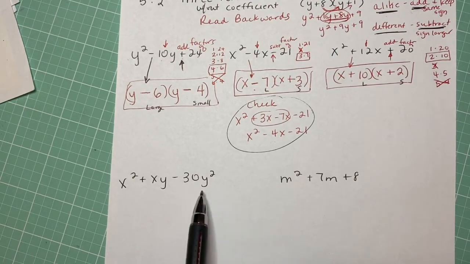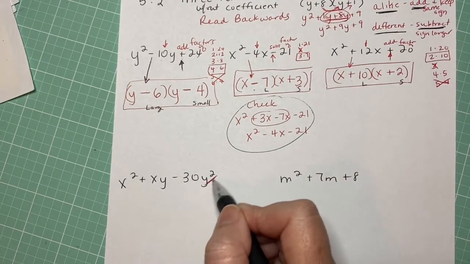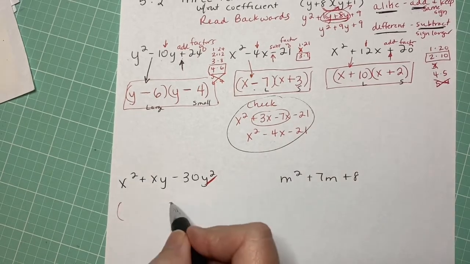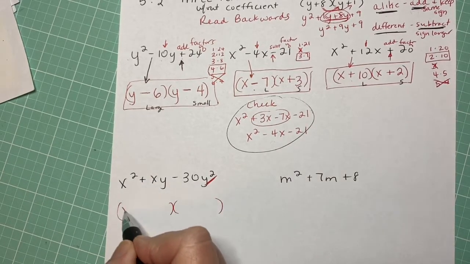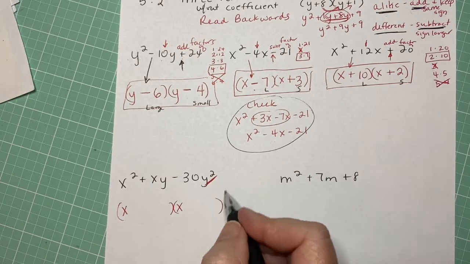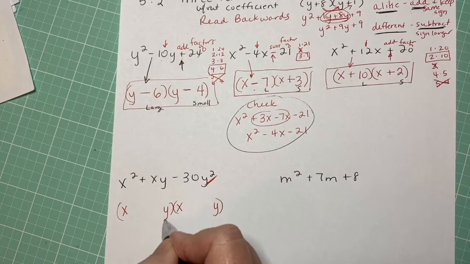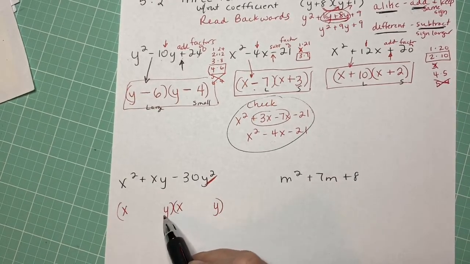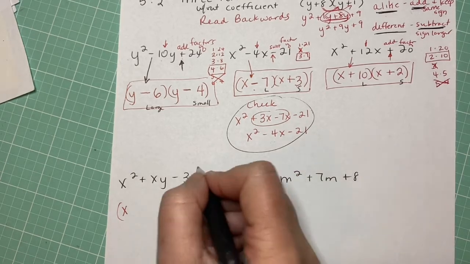Okay, let's look at this next one. Now, this one's a little different because of this y squared here. But this x squared at the beginning, let's do our 2 parentheses. That x squared at the beginning just does an x and an x. So all this y squared at the end is going to do is a y and a y. So when you have y squared at the end, you just stick a y at each end. And then you read it backwards.